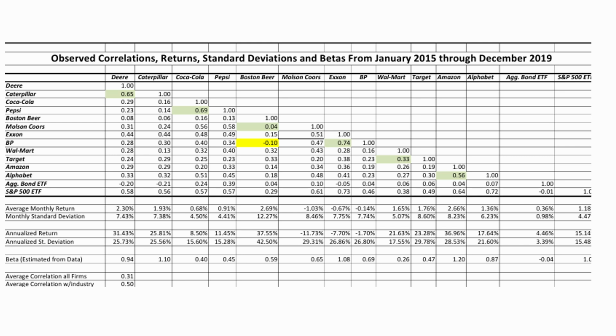The last 2 rows or columns are for an aggregate U.S. bond fund and the S&P 500 ETF. The purpose of these is to provide a proxy for the U.S. bond market and the U.S. stock market.